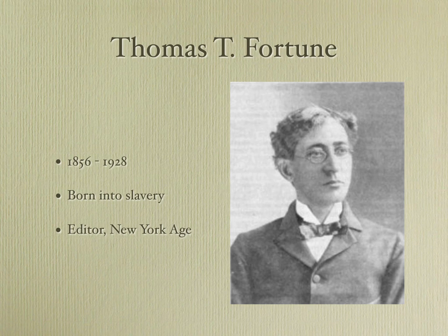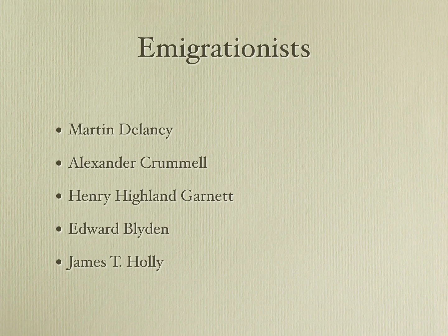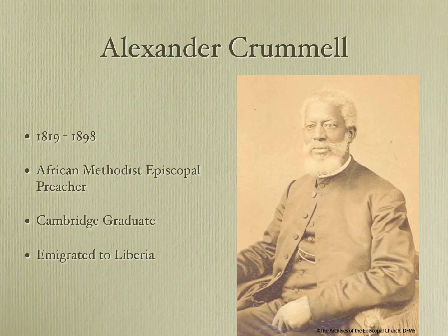Now, counter to this group of assimilationists were a group of people that we now call Emigrationists. These were Martin Delany, Alexander Crummell, Henry Highland Garnett, Edward Blyden, and James T. Hawley. We're only going to talk about a couple of people here. We'll talk about Alexander Crummell and Edward Blyden, because I think that these are two of the most important of the Emigrationists. So Alexander Crummell was born in 1819 and died in 1898, and he was a minister of the AME Church, the African Methodist Episcopal Church. He was also a graduate of Cambridge University, and he eventually would immigrate to Africa, Liberia, as a matter of fact, which was one of the most talked about countries for the immigration of black people from the United States.